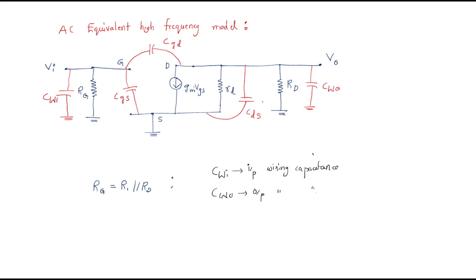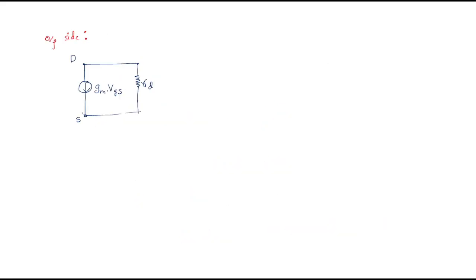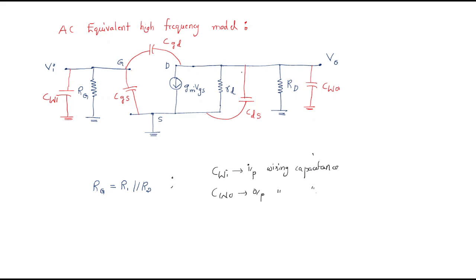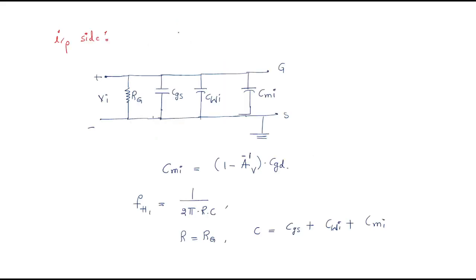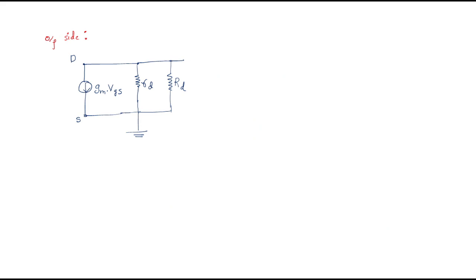And next, what about the output side? We have capital RD in parallel. Capital RD is between drain and source, and generally the source is connected to ground here. What about capacitances? We have CDS as one capacitance, and CWO as the second. CDS or CSD, both are the same. CWO is the output side wiring capacitance.